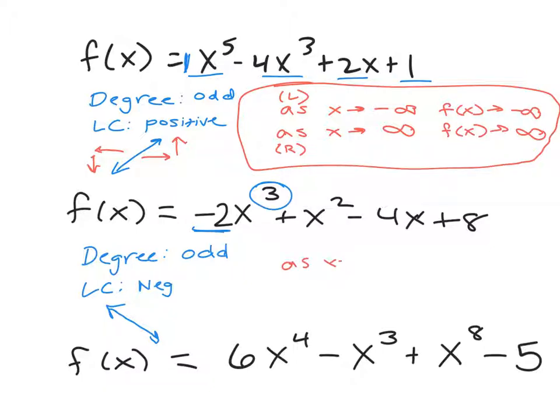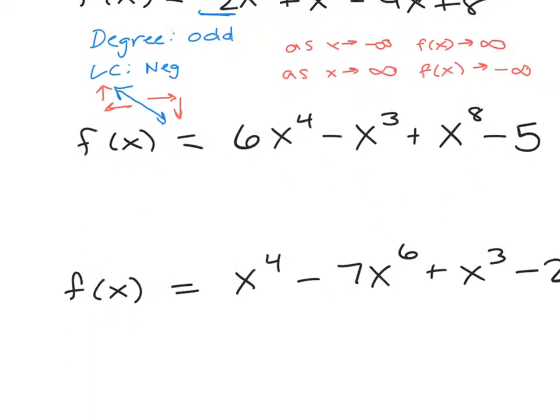As x approaches negative infinity, so that's to the left, y is now going up. So that's towards positive infinity. And as x approaches positive infinity, that's to the right, y is going down. So y is going towards negative infinity. Let's look at 2 more.